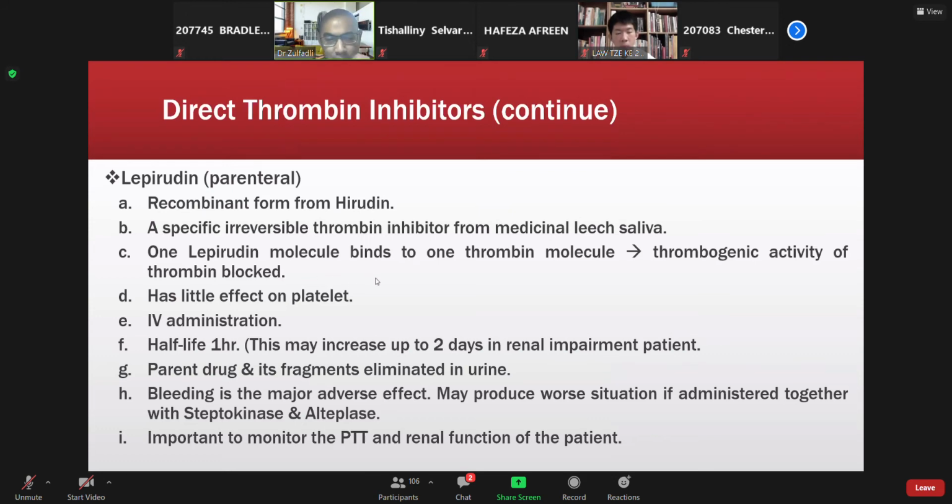So lepirudin binds to the thrombin molecule. So it will block the thrombogenic activity of the thrombin. And this lepirudin has less effect on the platelet. Adverse effect, bleeding, of course, is the adverse effect for the patient. And this lepirudin may produce a worse situation if administered together with streptokinase and alteplase. So it is important to monitor the PTT and renal function of the patient if the patient receives the lepirudin.